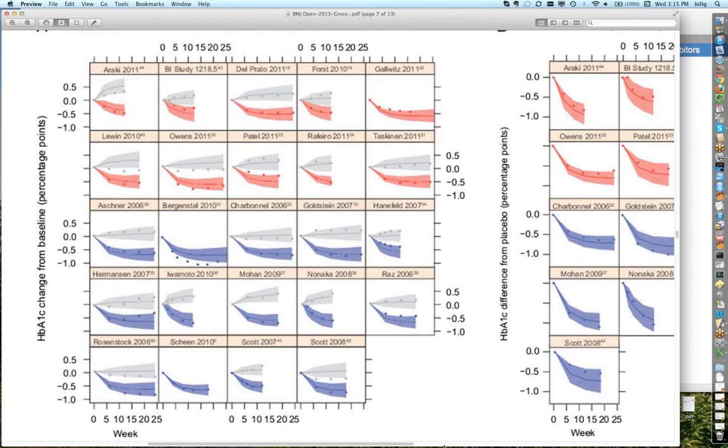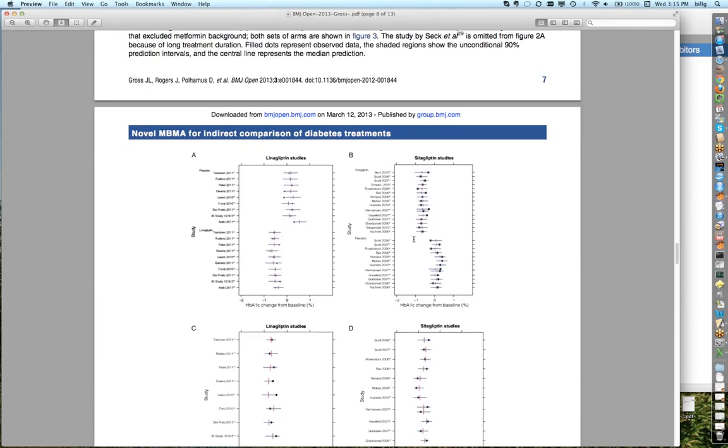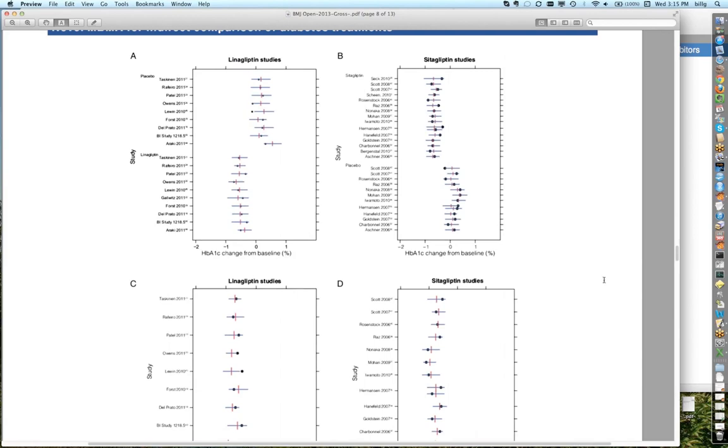And if we scoot over to the right, these are now expressing these as difference from placebo. So you can see these even look actually a bit tighter than when you just look at the difference from baseline. So again, it does a pretty good job of capturing the data from the various studies. You've seen these, of course, and this is just another way of looking at pretty much the same thing. They don't tell a much different story, so I won't spend any time on these.